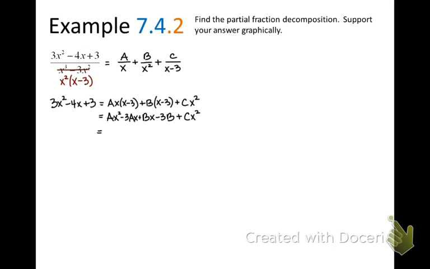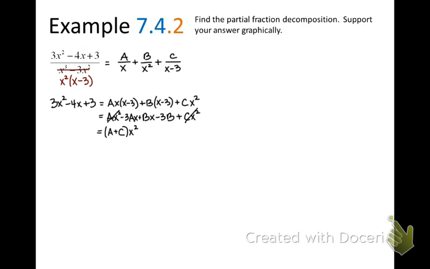Group them by what? How am I choosing how to group them now? By your x's. So what's my highest power of x? X squared. So you want to look for those coefficients. So I've got ax squared, so I'll put an a, and I also have cx squared, and it's positive, so I'll put plus c. That whole quantity represents my x squareds, right?